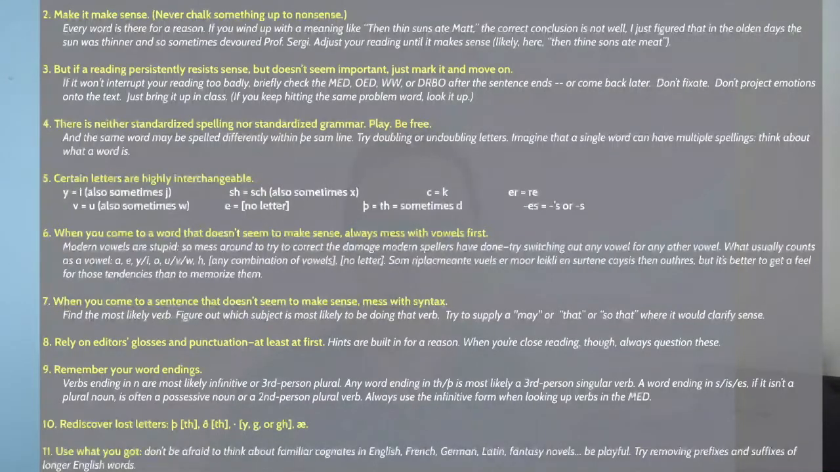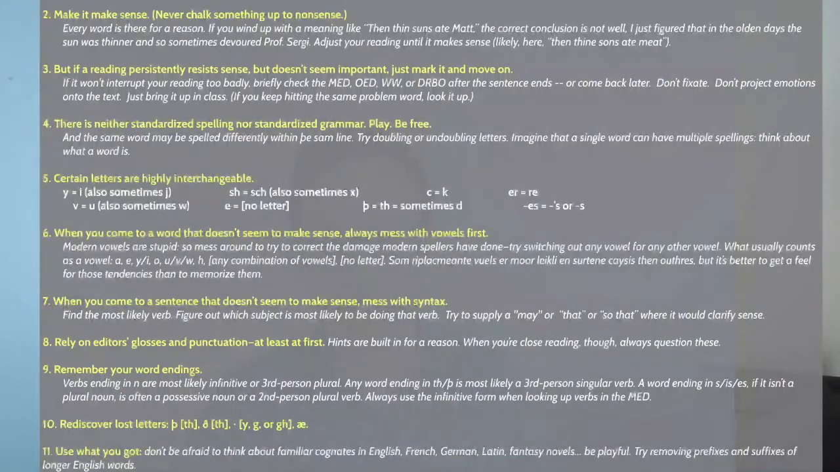Tip 2, make it make sense. Never chalk something up to nonsense. Every word is there for a reason, and when we're dealing with early texts, there's a tendency to just kind of excuse things that don't make any sense as though, well, times were different back then. Like if you wind up with a meaning like, "then thin sons ate mat," it's not correct to conclude, well, I just figured that in those olden days, the son was physically thinner, and so sometimes devoured the professor's mat. Adjust your reading until it makes sense, right? Likely here it's probably, "then thine sons ate meat."